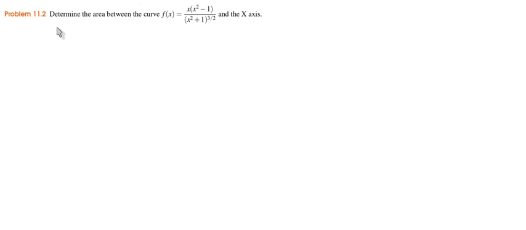Problem 11.2: determine the area between the curve f equals x times (x squared minus 1) over (x squared plus 1) to the 3/2 and the x-axis. Okay, so let's see what this function is like. It's obviously an odd function, right?